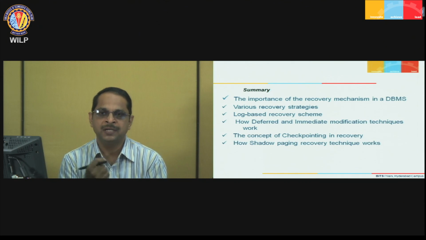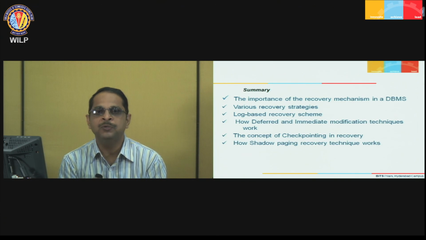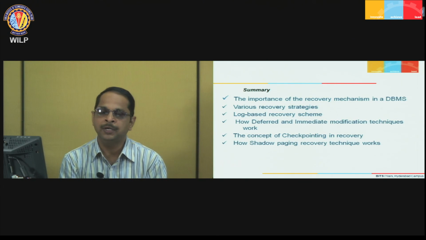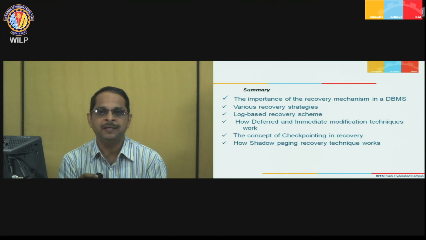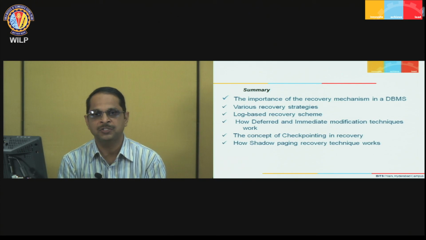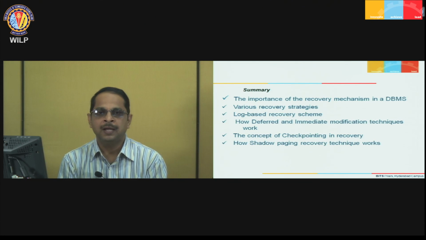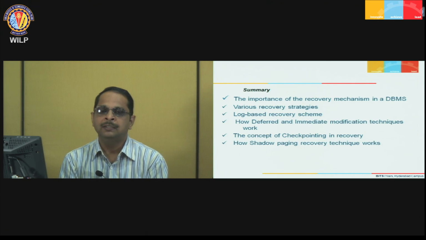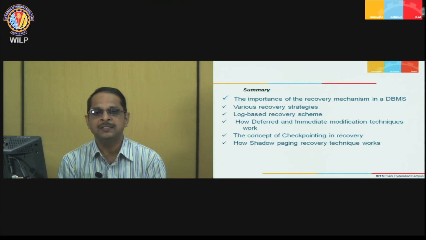We have seen deferred modification and immediate modification techniques. In deferred modification we use only redo operations, whereas in immediate modification we need both undo and redo operations depending on whether the transactions have committed. The concept of checkpointing was explained with an example, and the other recovery mechanism, shadow paging, was also discussed in detail with an example. In shadow paging, we do not require redo and undo operations in the simple case of a single transaction environment.